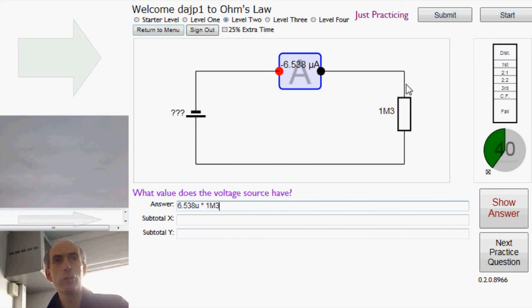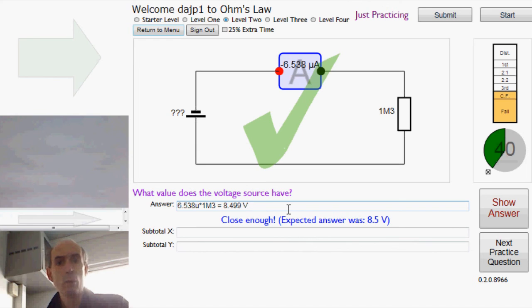So all of the voltage across the resistor, which we've just calculated here, that must be coming from the voltage source here. In other words, the potential difference across the voltage source must be equal to the potential difference across the resistor. So that will give us the right answer. Okay, I think that's about enough for level 2.